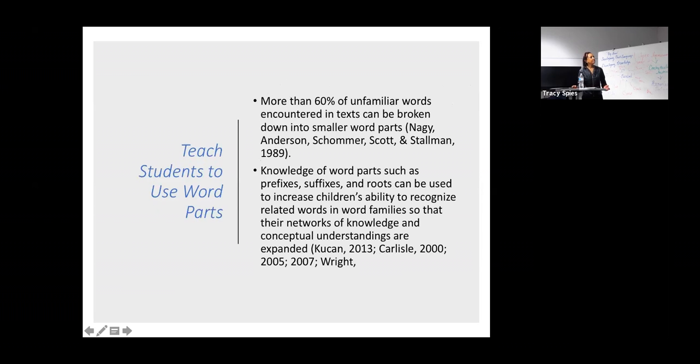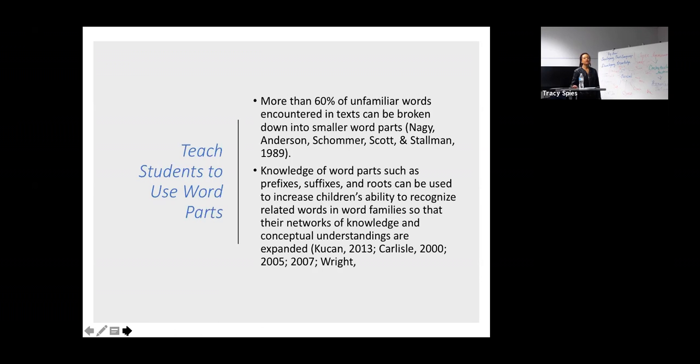Okay, and we focus on word parts, okay? This says that more than 60% of unfamiliar words encountered in text can be broken down into smaller word parts. And knowledge of word parts such as prefixes, suffixes, roots, meaning Latin roots, Greek roots, can be used to increase children's ability to recognize related words and word families. So again, that's a type of network. Word families, okay, connected by word parts, so that their networks of knowledge and conceptual understandings are expanded.